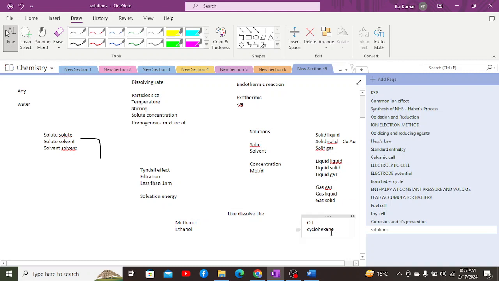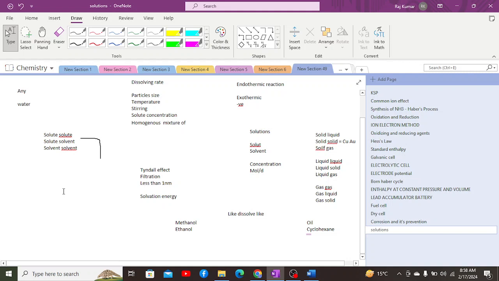When it comes to oil and cyclohexane, these are molecules which basically have London dispersion forces, such that when they create London dispersion forces, they tend to overcome their solute-solute and solvent-solvent interaction and produce solute-solvent interaction, which is either equal to or greater than their solute-solute and solvent-solvent interaction.